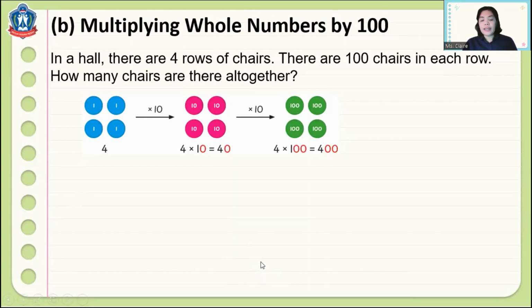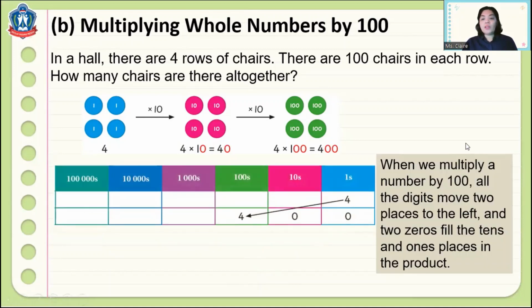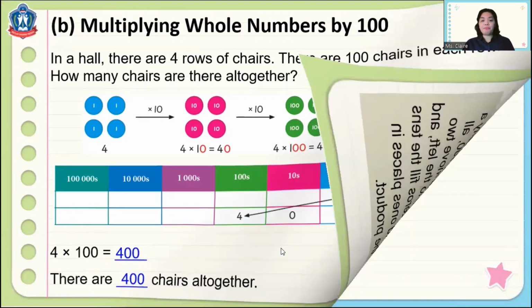Or we can use, again, the place value chart. When we multiply a number by 100, all the digits move 2 places to the left. So 4 is in the ones place, move 2 places to the left, it becomes 400. And we fill up the gaps, or the empty places, with zeros. Therefore, 4 times 100 equals 400. So there are 400 chairs altogether.